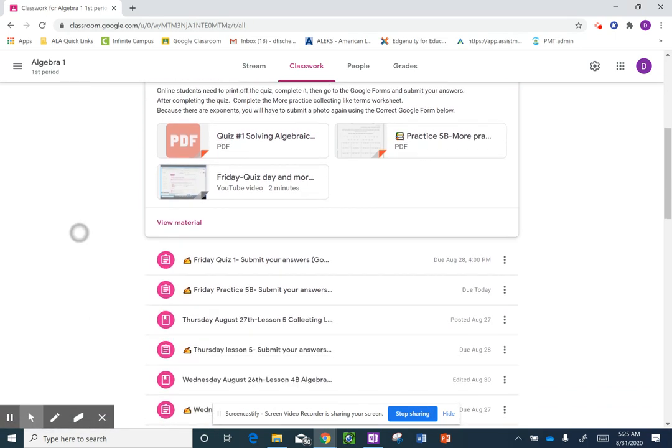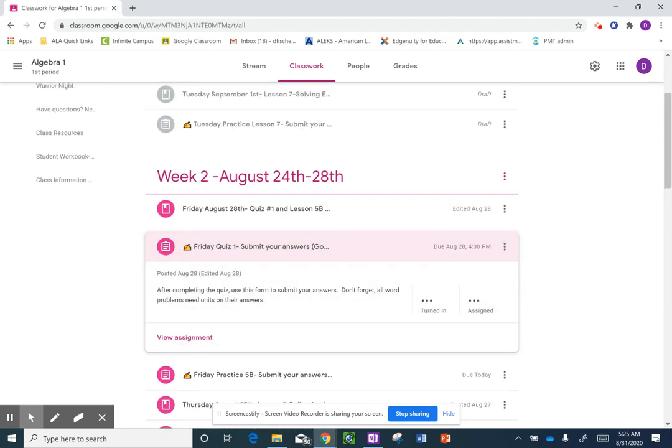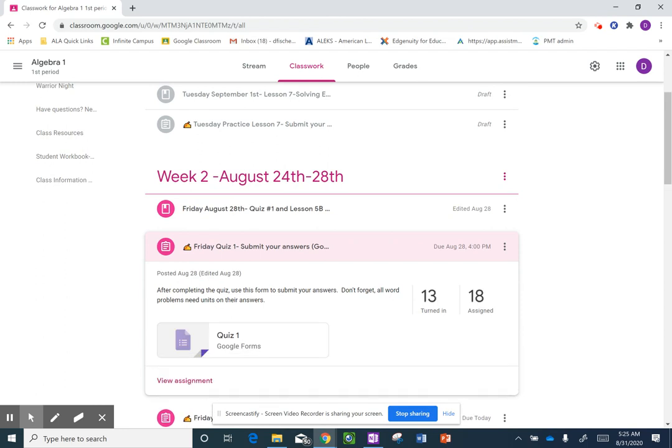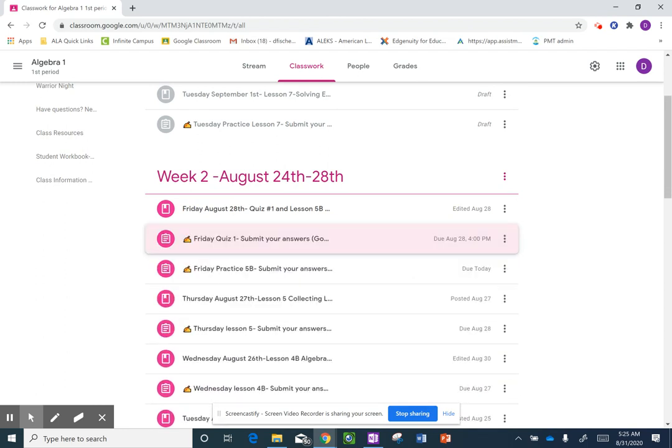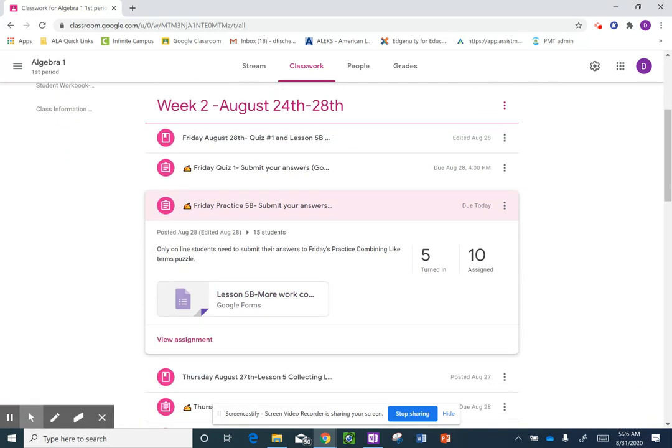You're supposed to come down here, and right here it says submit your answers for your quiz on Friday. So you would open this one, and there is your Google form for your quiz. And then here is your form for turning in, and 5 kids already this morning turned it in out of this class of 10. There's where you would submit your answers for 5A or 5B.